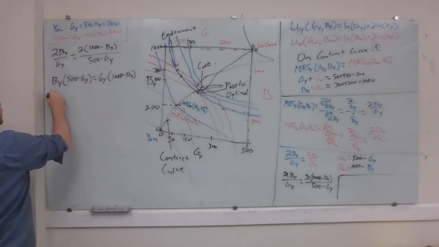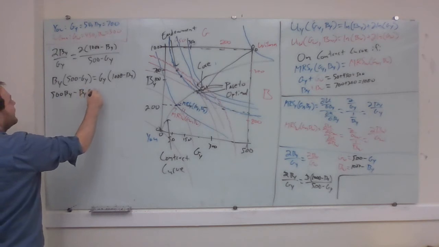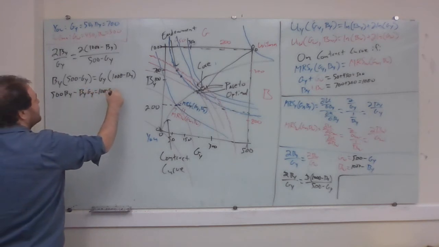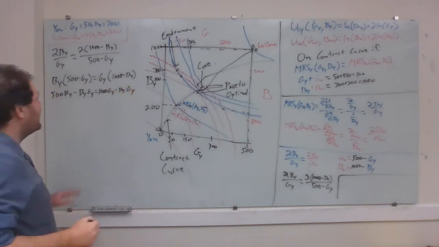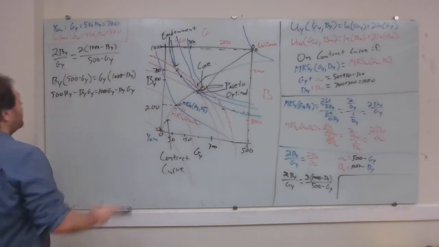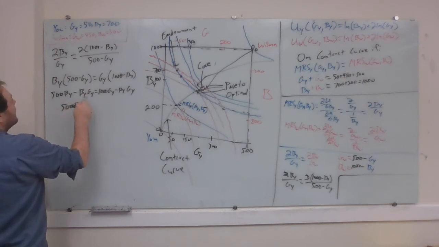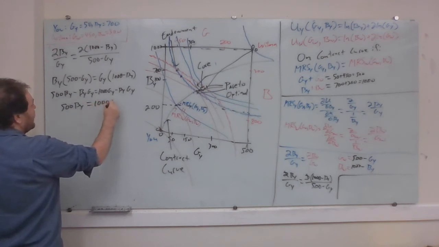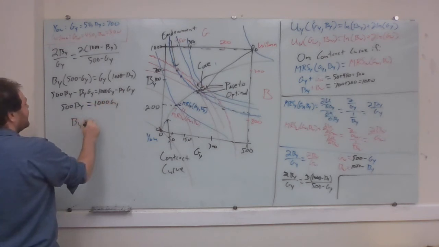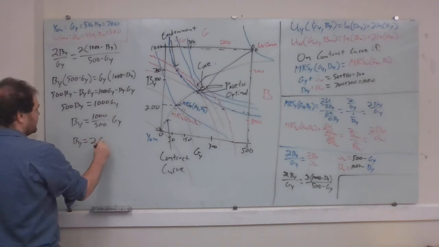Well, we can distribute, right? So we can say 500 BY minus BY times GY equals 1,000 GY minus BY times GY. From here, because I'm going to want to get BY by itself, I'll pull all the BY terms together, right? So I'll say 500 BY minus BY GY plus BY GY, in this case they cancel out, equals 1,000 GY. So I can say that BY is going to have to equal 1,000 over 500 times GY. In other words, BY is going to equal 2 times GY.